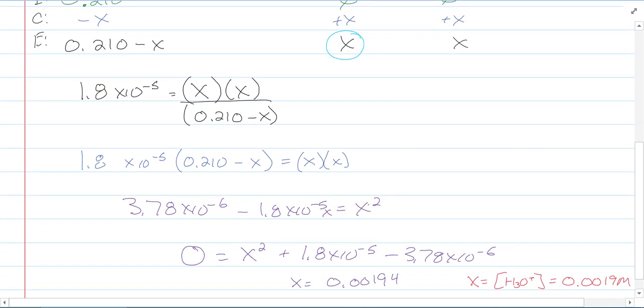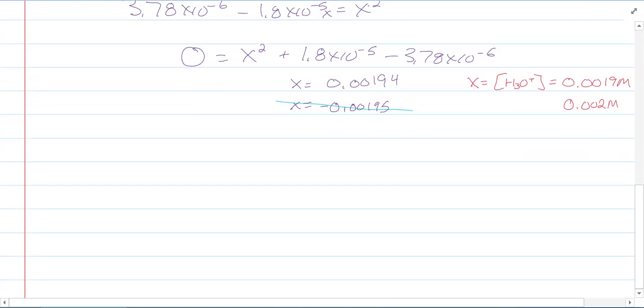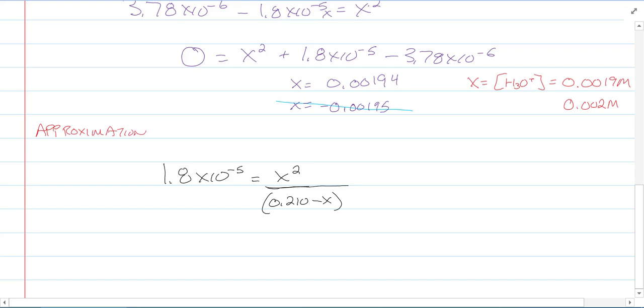I want to point something out. If you look back at this, we're going to talk about the approximation. So I'm going to rewrite the K value: 1.8 times 10 to the negative 5 equals x squared all over 0.210 minus x. In terms of approximation, I'm looking at the exponent and the value of this number. If there's a greater than 10 to the third difference, so if I take K and multiply or divide it by 10 to the third, a 1,000 times difference, I can approximate the change to nothing.